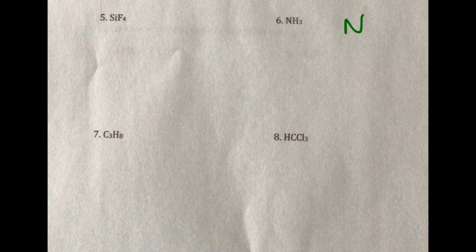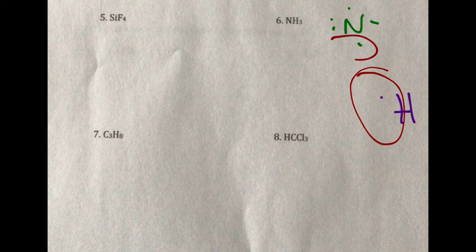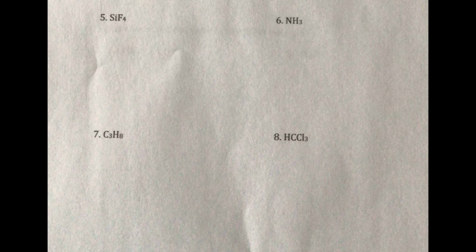So nitrogen has 1, 2, 3, 4, 5. Hydrogen has only 1 electron, and it only can have 2. So it has 1 bonding site because there's 1 place to bond onto right there where there's 1 single electron. Nitrogen has 1, 2, 3 places to bond onto. So nitrogen is your central atom for more than one reason. You never use hydrogen as a central atom just because it doesn't need that many electrons.